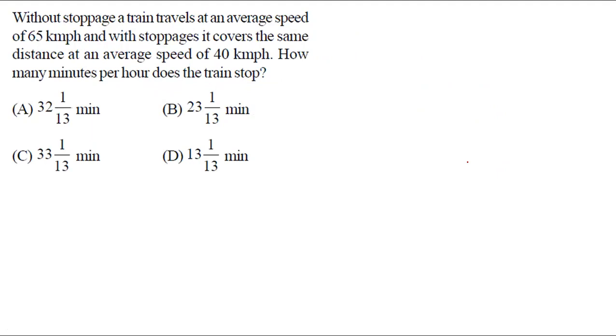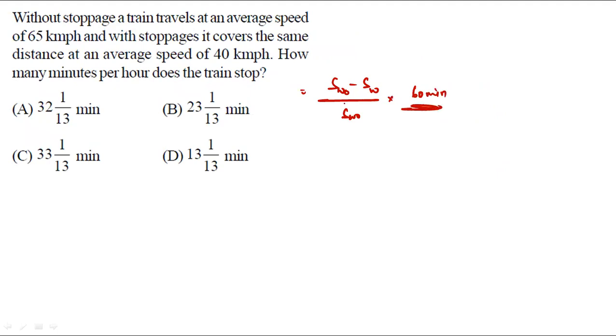Without stoppages, a train travels at an average speed of 65 km per hour. With the stoppages, it covers the same distance at an average speed of 40 km per hour. How many minutes per hour does the train stop? So the number of minutes is simply speed without minus speed with, by speed without, into 1 hour, which means 60 minutes.